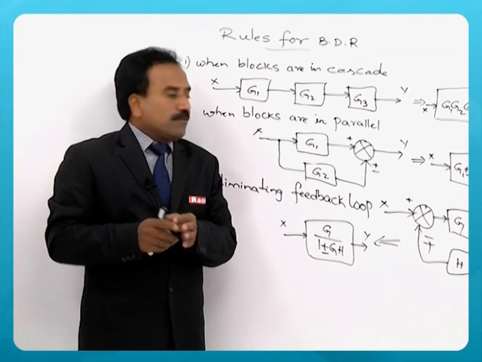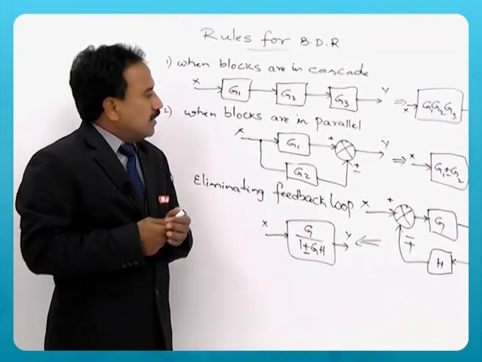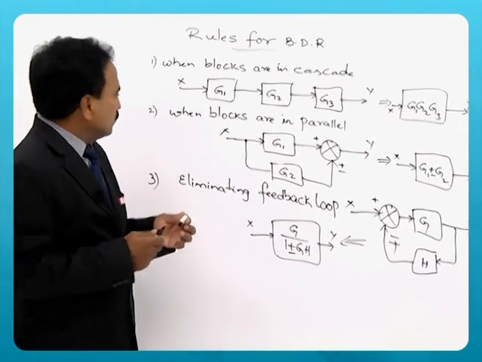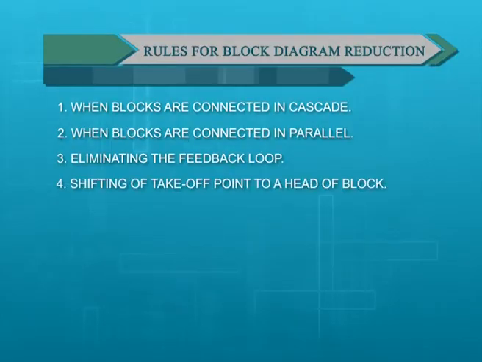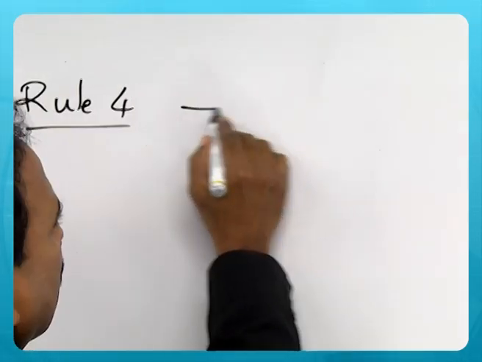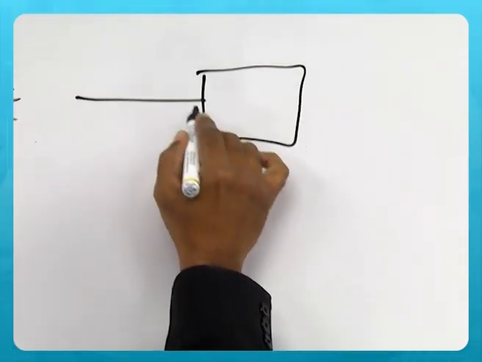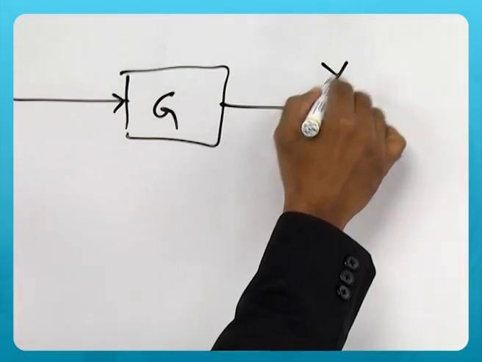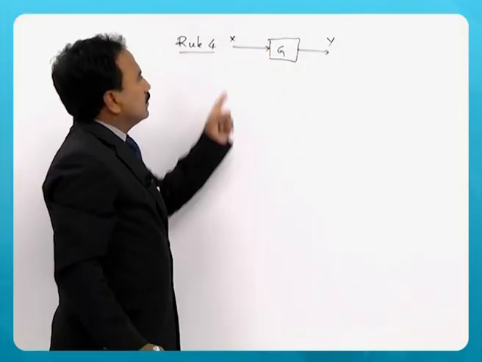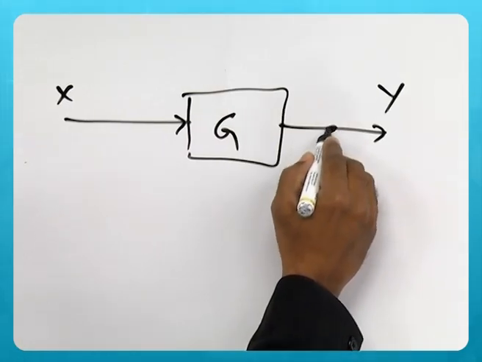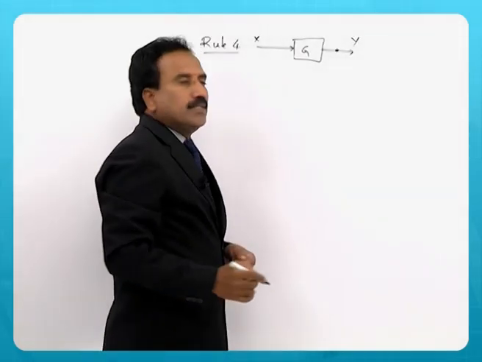Now, let us move to the little complex rules which will help us to find out the overall transfer function. Rule 4, block diagram reduction. Rule 4, say there is a block with its gain G. This is input and this is output. Now I put a takeoff point here.